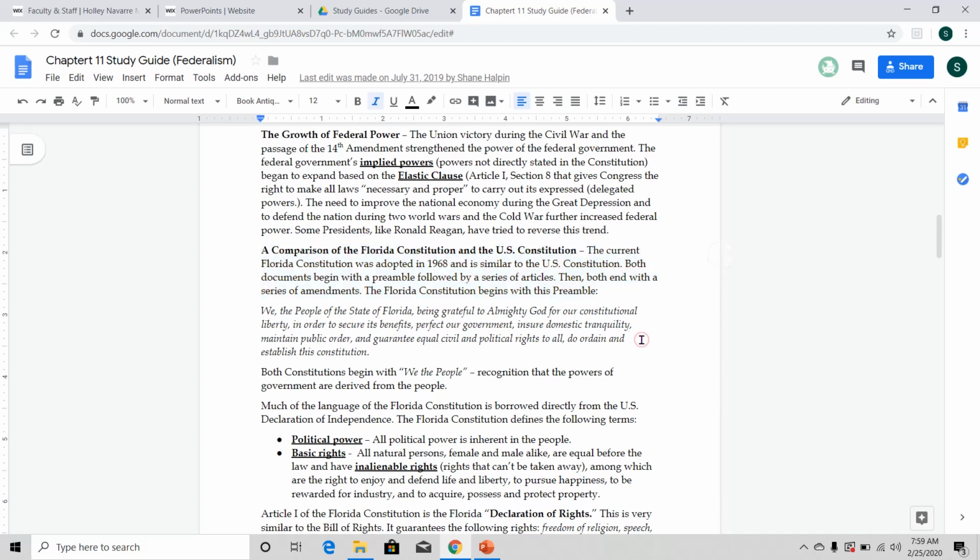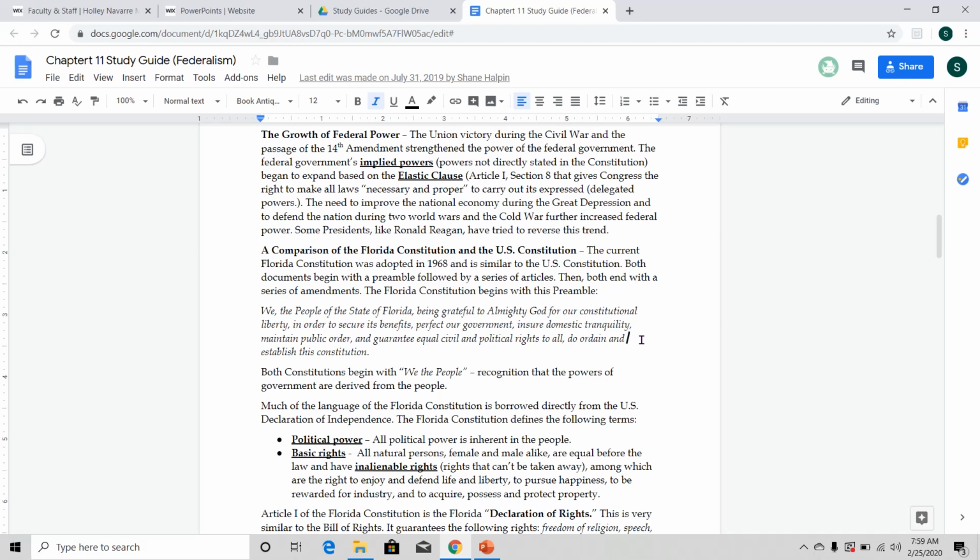And of course, both documents have a preamble, articles, and amendments, and they both actually start with "we the people." It's pretty incredible. They really took the exact same language from the two documents because the U.S. Constitution is one of the most well-written documents in human history. So why fix what's already perfect?